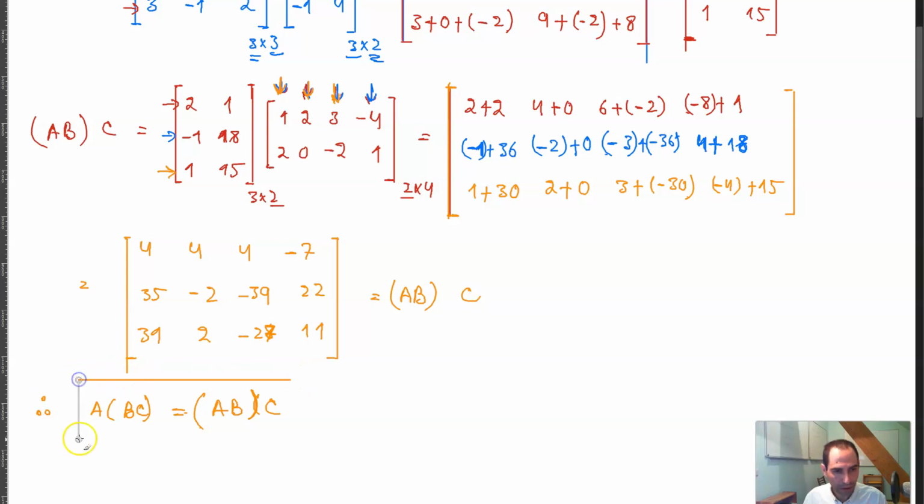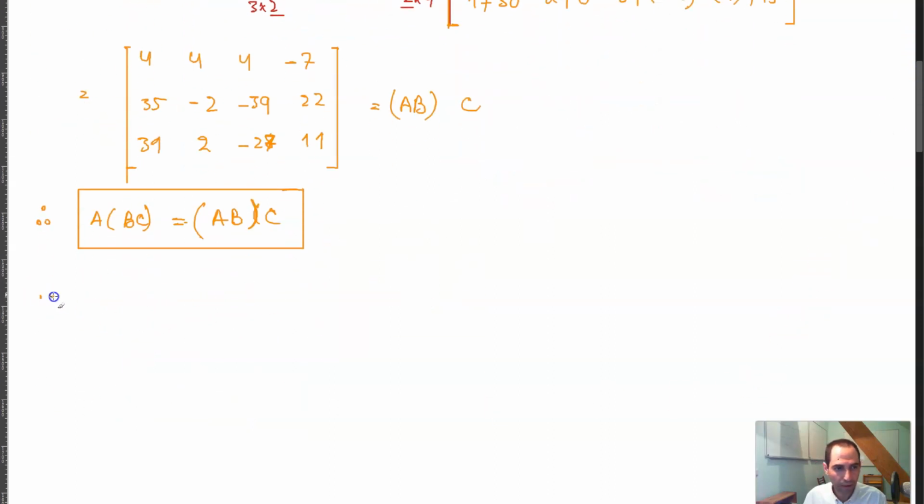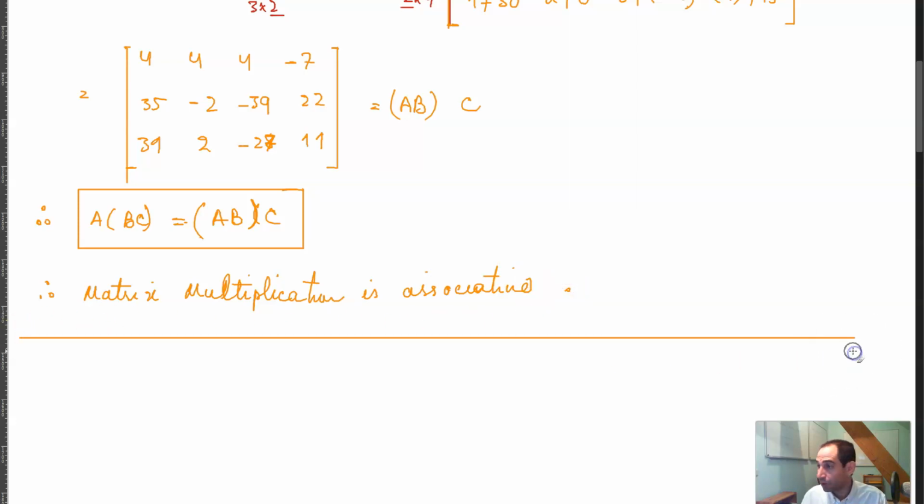that is actually the case, and that shows that matrix multiplication is associative, right? So that was question number 16.